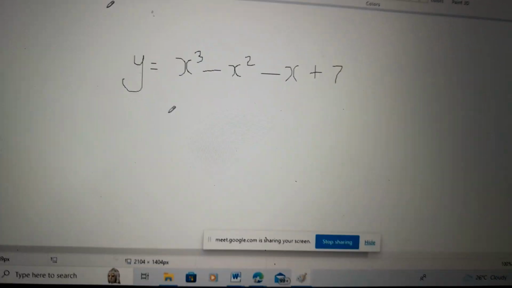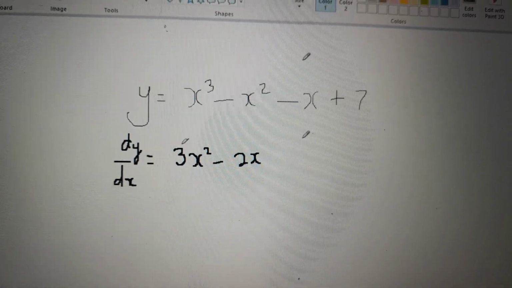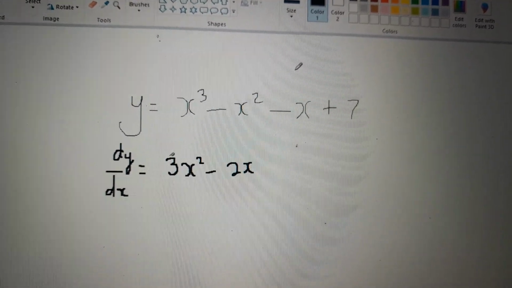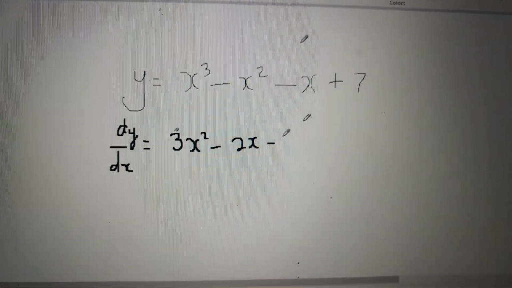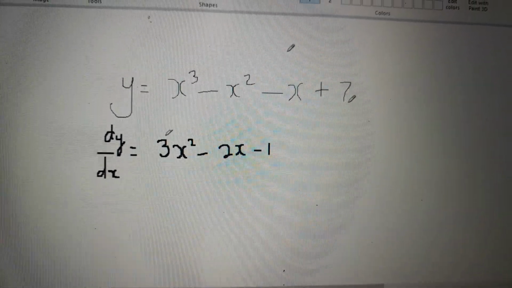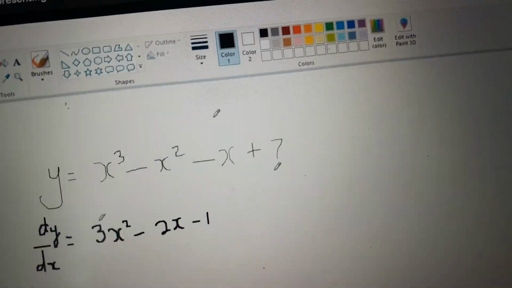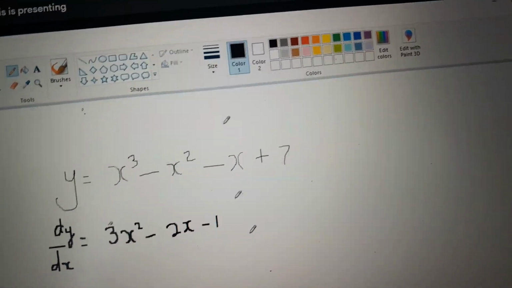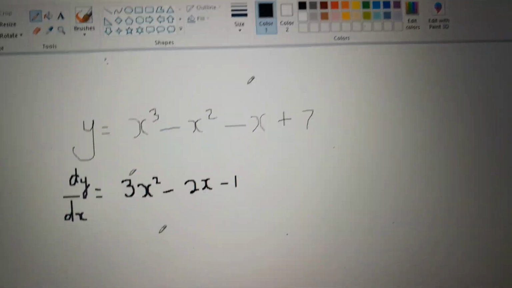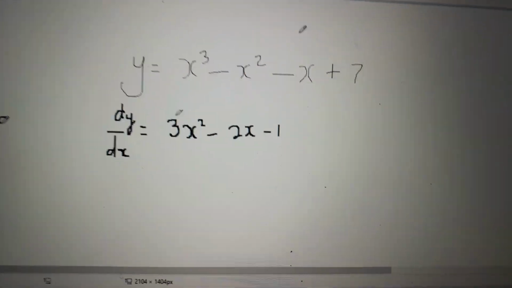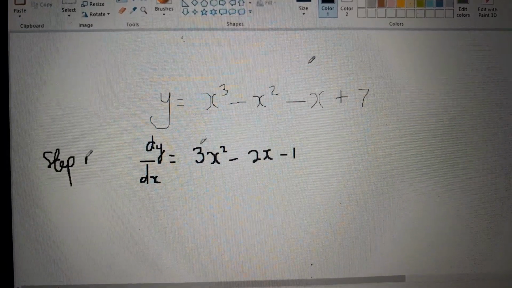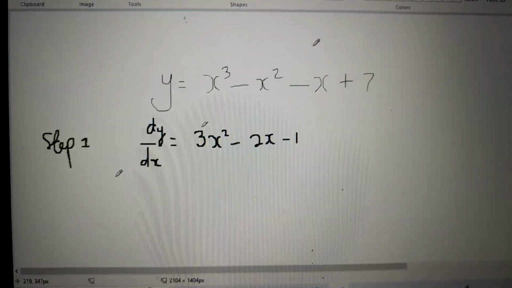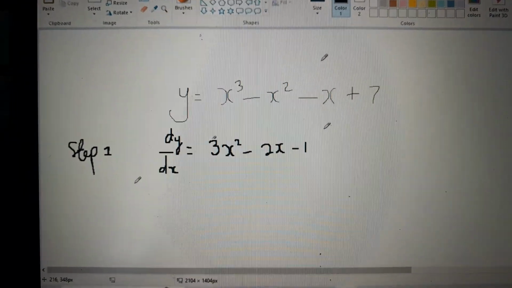So differentiating minus x, what will be your answer? Minus 1. And when we differentiate the constant 7, what will we get? 0. Nothing. 0. Great. All right. So we have step 1, differentiate. Next, someone else. Not the person that told me step 1.